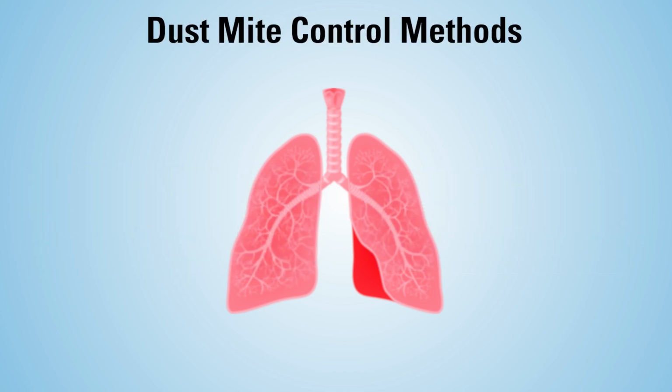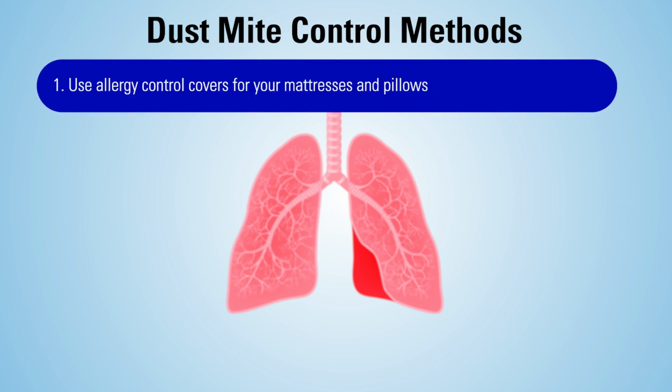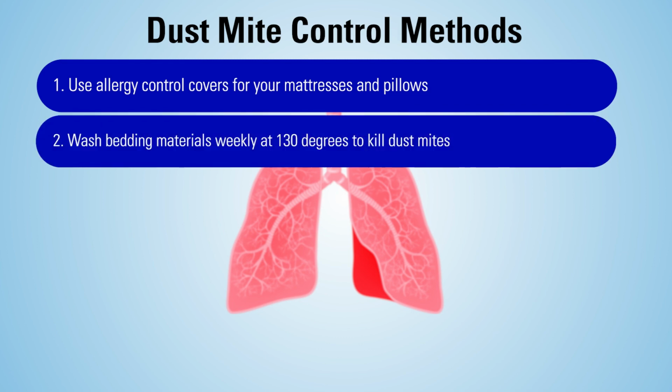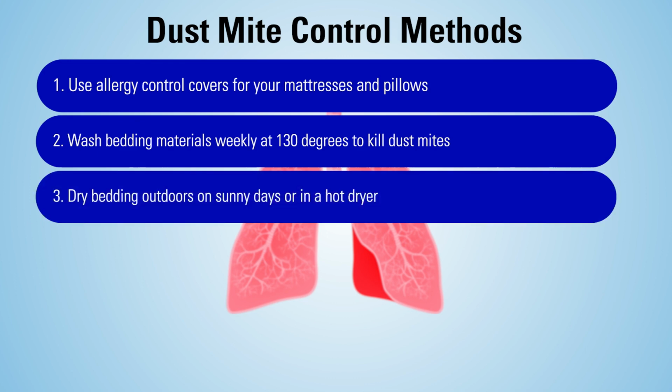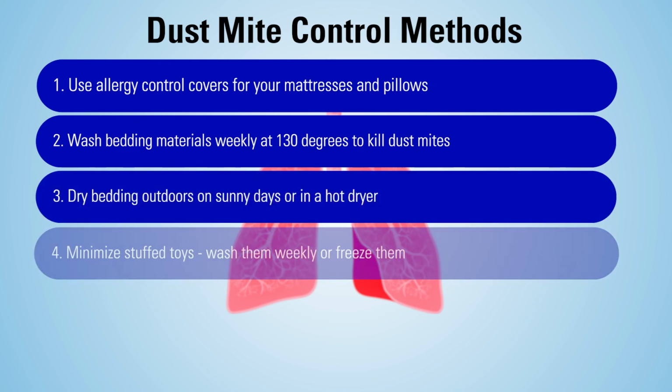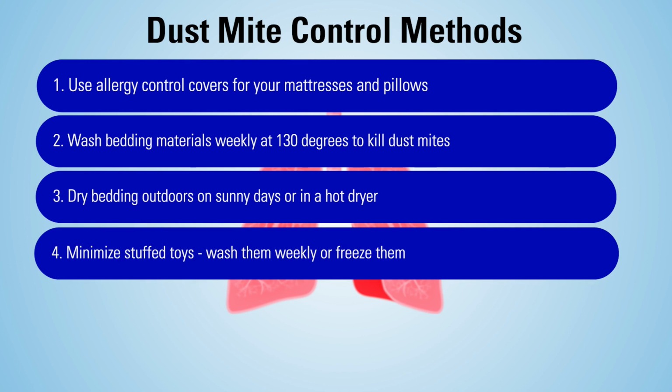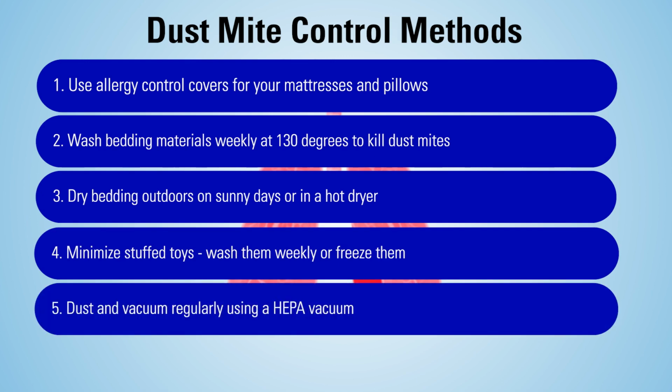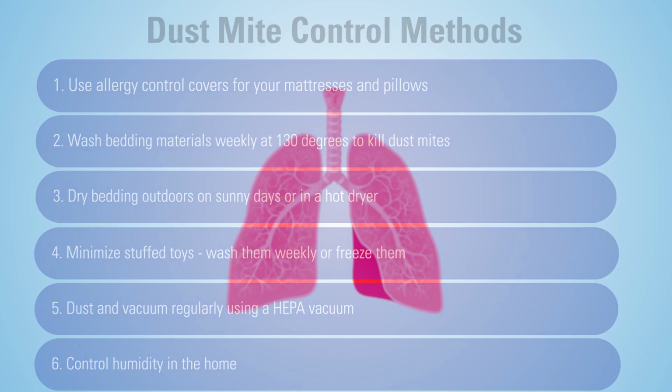Dust mites are best controlled by using multiple methods, and the main focus area should be your bed. Use allergy control covers for mattresses and pillows. Wash bedding materials weekly at 130 degrees to kill dust mites. Dry bedding outdoors on sunny days or in a hot dryer. Minimize stuffed toys. Wash them weekly or freeze them. Dust and vacuum regularly using a HEPA vacuum. Control humidity in the home.